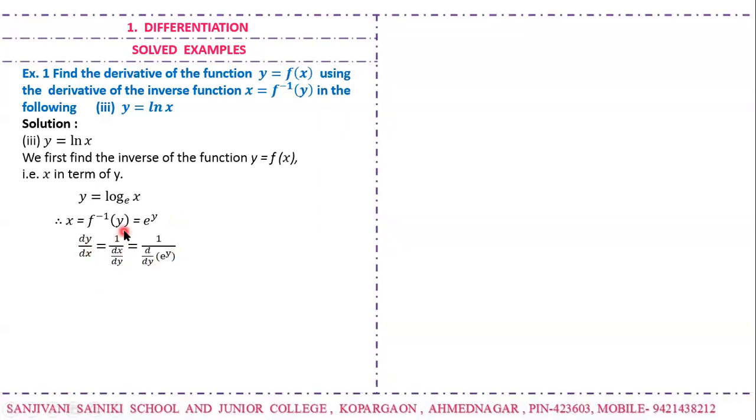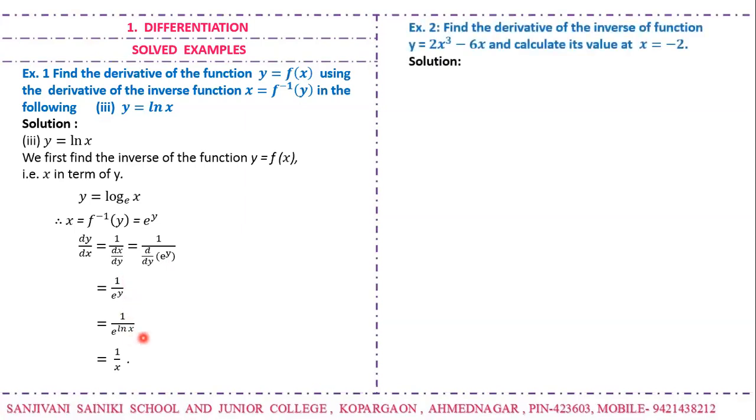Dy by dx is equal to 1 upon dx by dy is equal to 1 upon d by dy of e raised to y, which is 1 upon e raised to y. So e raised to ln of x, again we use the property a raised to log of x to the base a is x.